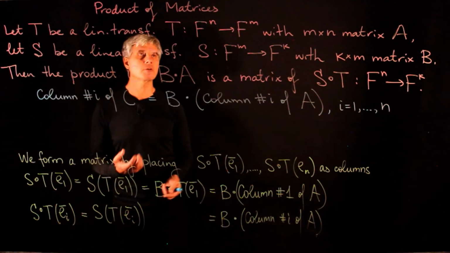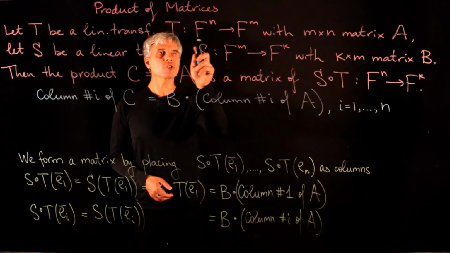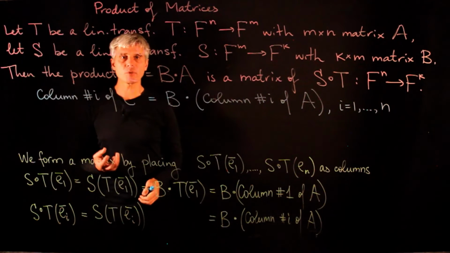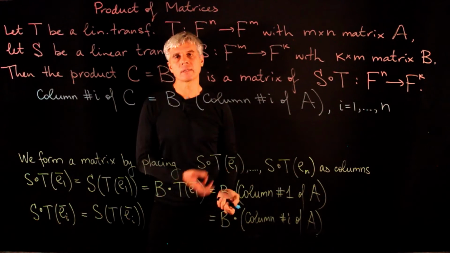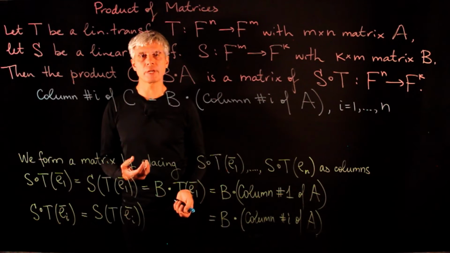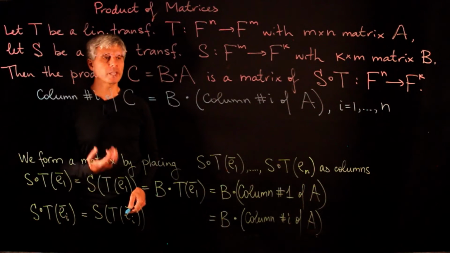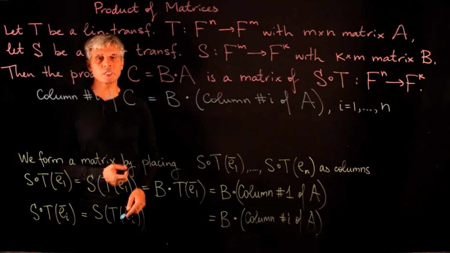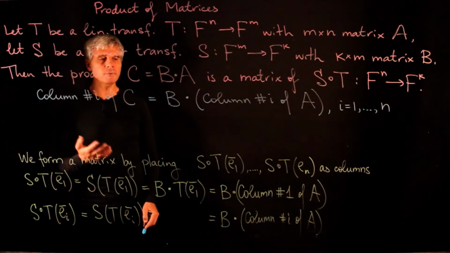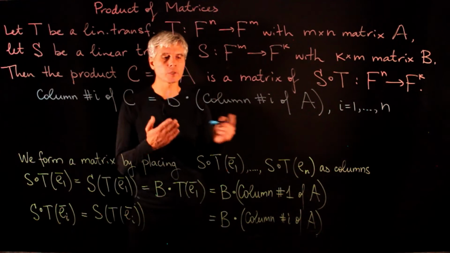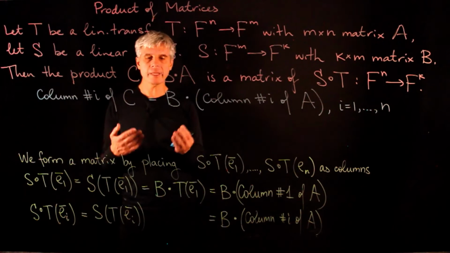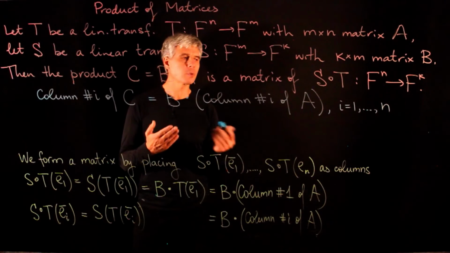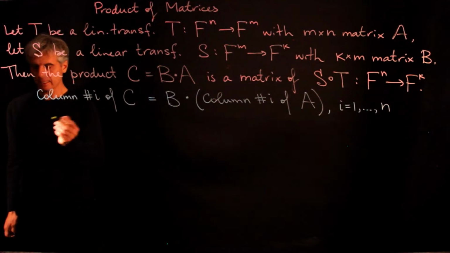In fact, we have a correspondence between transformations from Fn to Fm and m by n matrices. Every transformation determines a matrix, and every matrix determines a linear transformation. So conceptually, when we think about matrix product, we should think about composition of linear transformations. But if we only want to calculate the product of two matrices, this can be done on the level of matrices. So this rule tells us what we should do exactly to compute the product of two matrices. So let's consider an example.